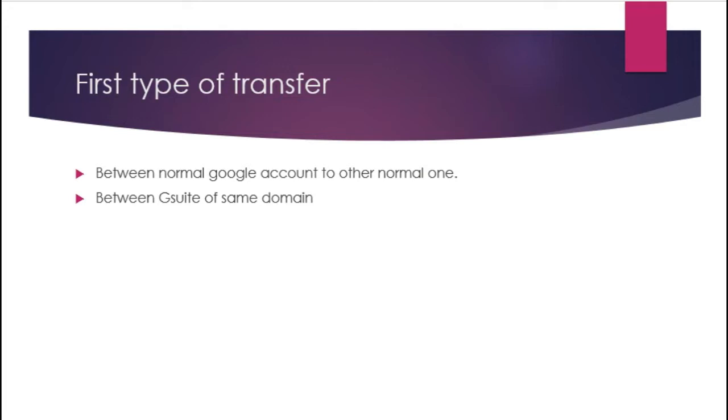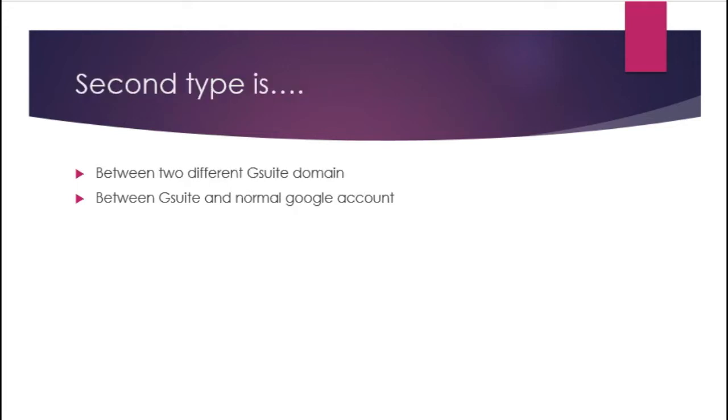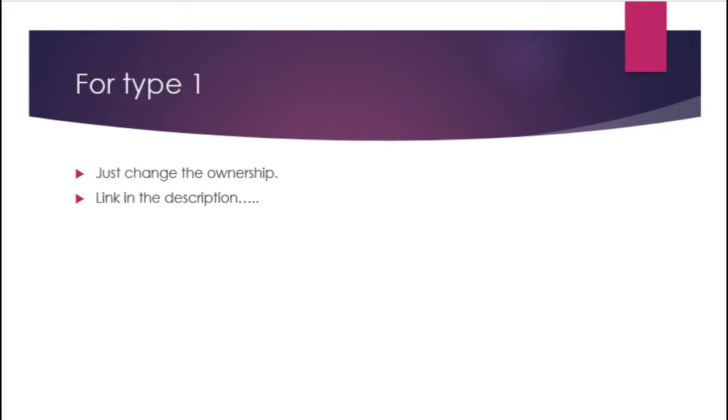So to transfer the data between a normal Google account to another normal account is very easy, and same goes with the same domain of G Suite accounts, which is very easy, and I have categorized it as type 1 transfer. And the second type is between two different G Suite domains or between a G Suite domain account and a normal Google account.